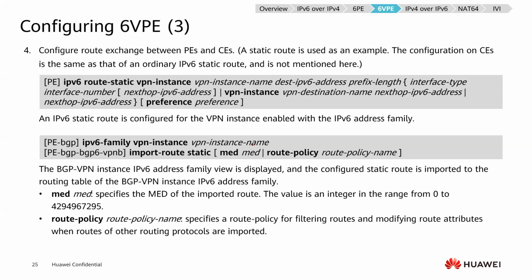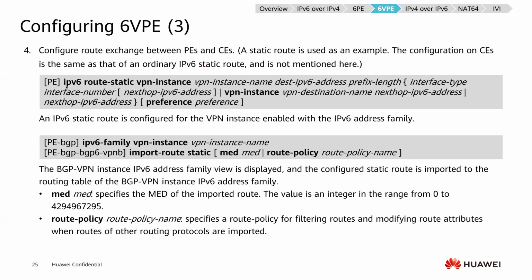And for the transmission between the CE and the PE, in this slide we just use the static route as the example. If you want to use dynamic routes such as BGP and IGP, you can find the details in the NE series routers product documents. And here we just introduce the static route.